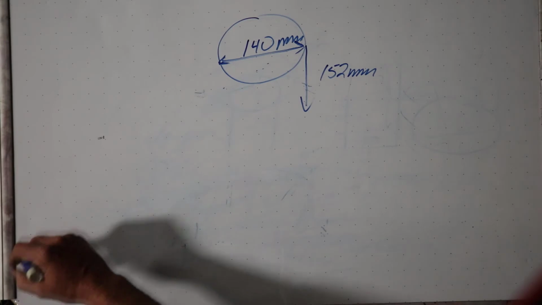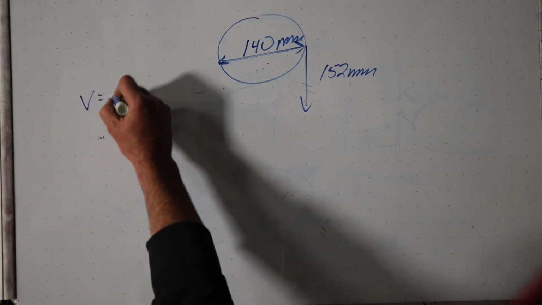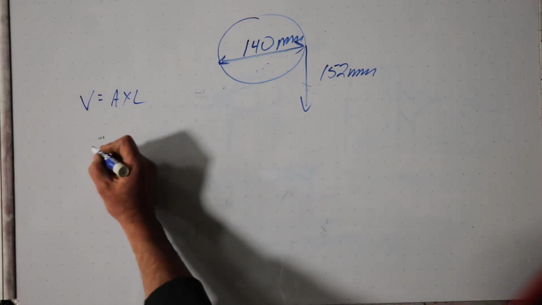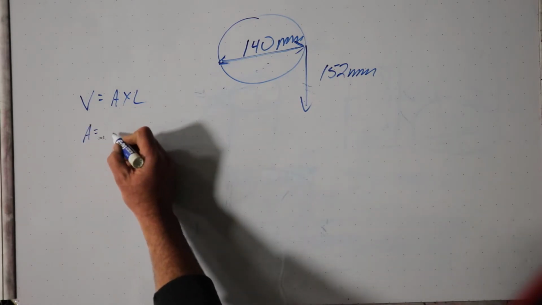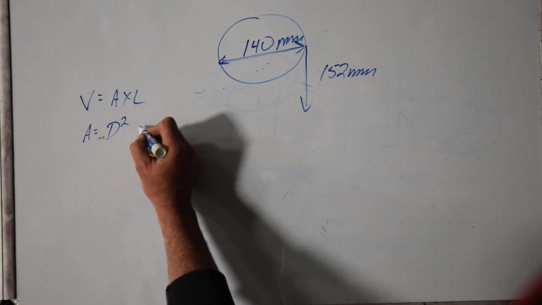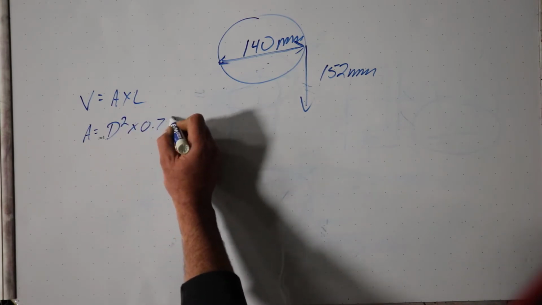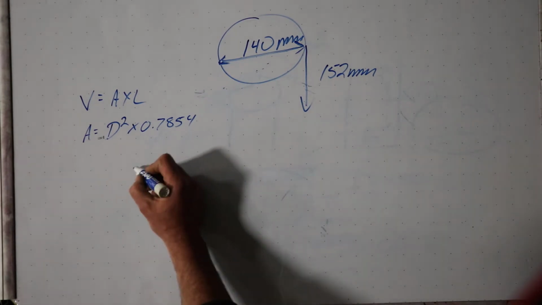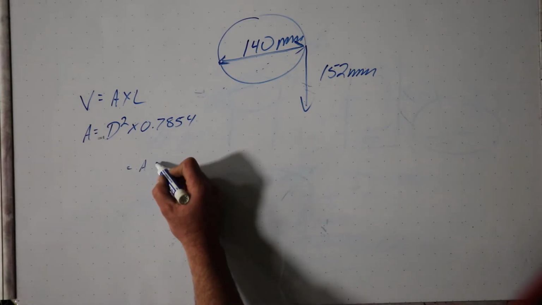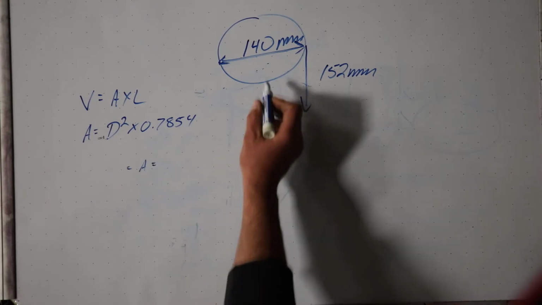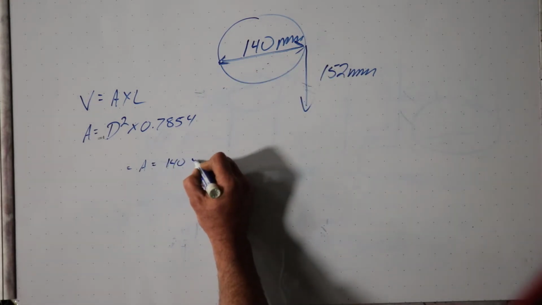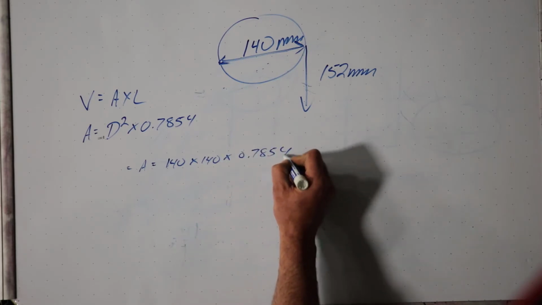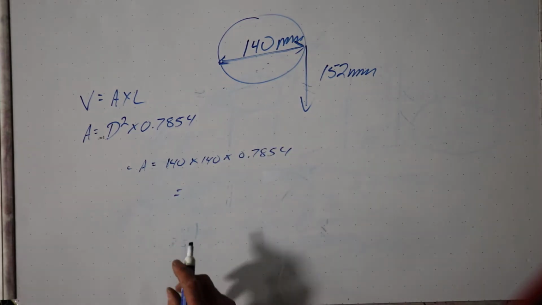So we'll do our formulas again. Volume equals area times length. Area of the circle times the length of the stroke. Area equals diameter squared times 0.7854. So if I wrote this out, area equals the diameter, 140 times 140 times 0.7854. I'm going to end up with a great big number.